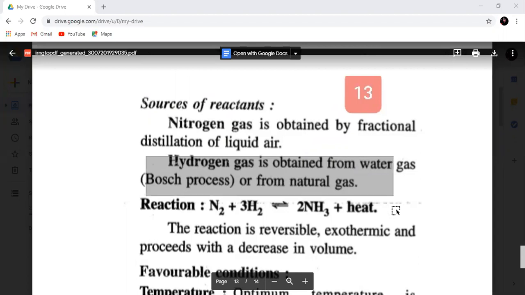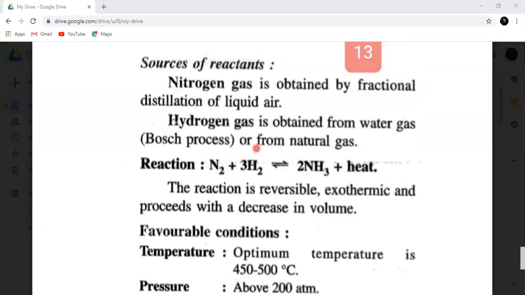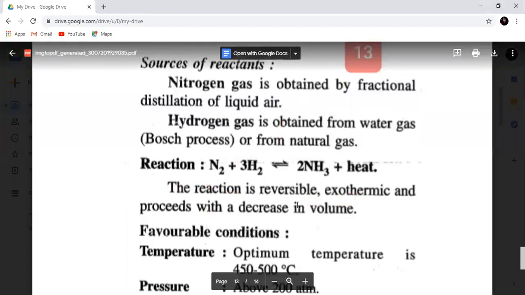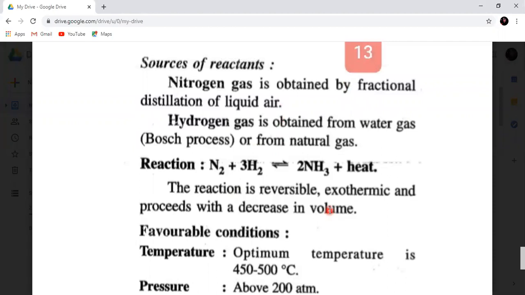And the reaction occurs like this: nitrogen 1 ratio, hydrogen 3 ratio, and there will be a formation of two molecules of ammonia with heat. Heat means it is exothermic in nature. This exothermic nature helps this reaction to proceed further. This reaction is reversible, exothermic, and proceeds with a decrease in volume.